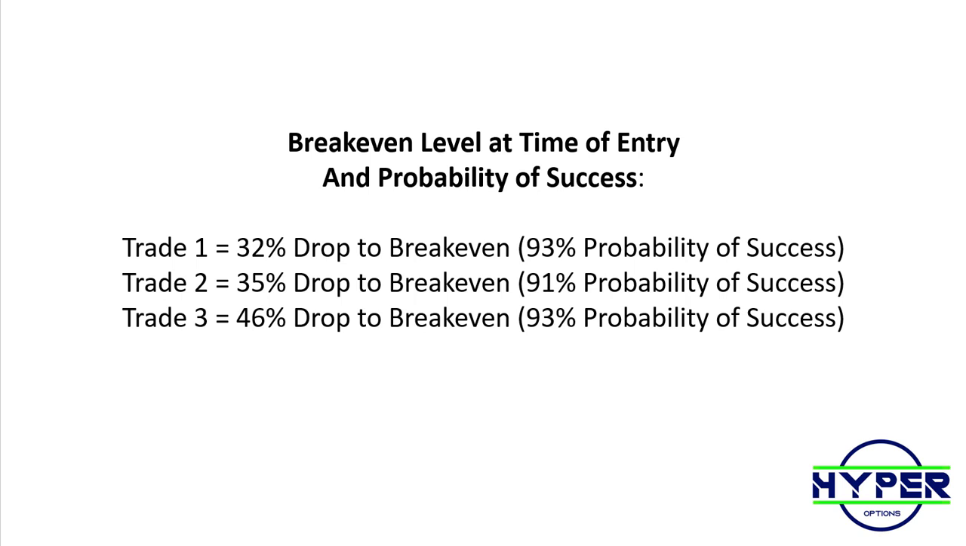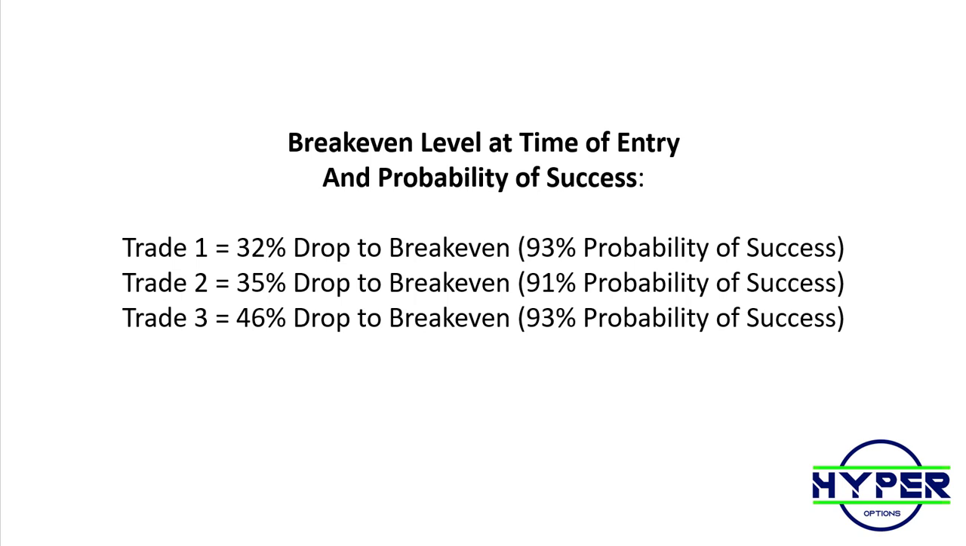Based on the combination of the distance that the market needs to move in order to reach break even, along with the amount of time that it has to move in that direction, those things combine to give us a probability of success. Trade number one had 93%, trade number two 91%, and both of those worked out. I'm currently in trade number three, and that is a 93% probability of success.